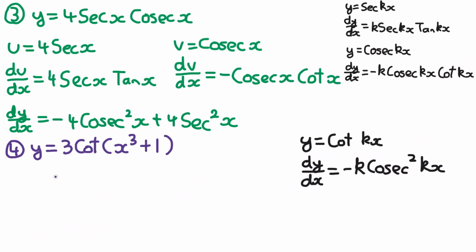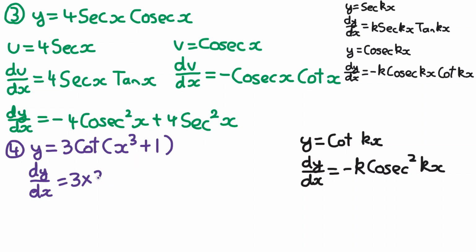And then for the fourth one, we have y is equal to 3 cot of x to the power of 3 plus 1. So for this one, we need to use the chain rule, because we have the inner function here as x to the power of 3 plus 1, the outer function as this cot here. So dy over dx is going to be equal to, so this 3 coefficient is still going to be here, so it's going to be 3 multiplied by, and then it's going to be the inner function differentiated, so this x to the power of 3 plus 1 differentiated.